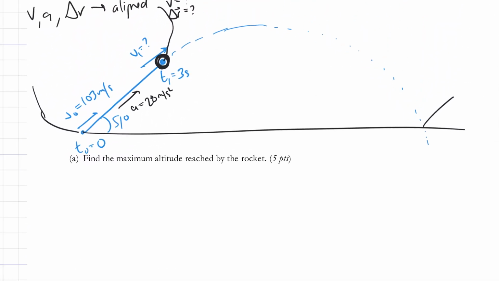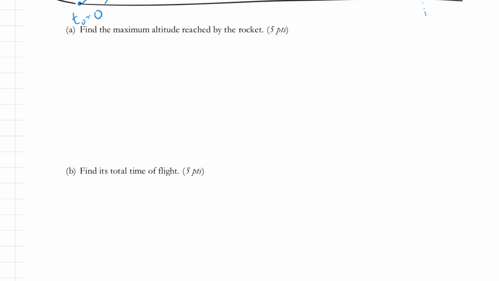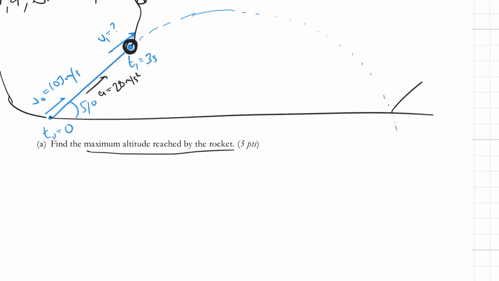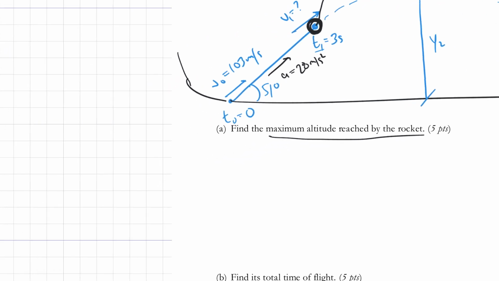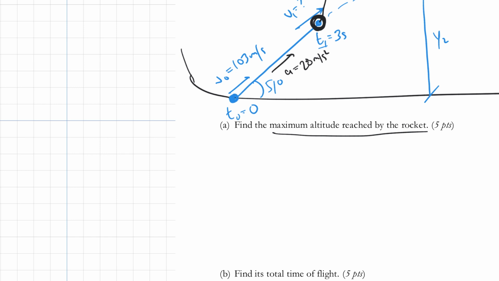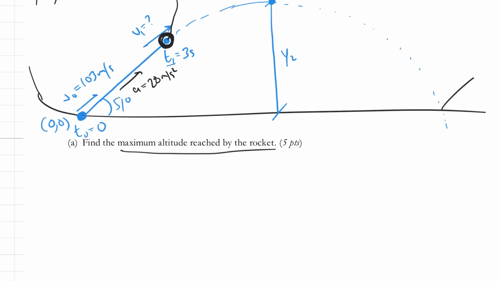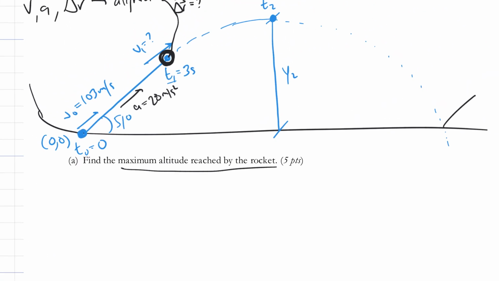Well, hold on. Let's go ahead and label what it is we're looking for. Let's see here. The maximum altitude reached by the rocket. So it means we're going to want to know some things right here. I've already got T1, so this will be T2 right here. And we want to know this altitude right here. So I'm going to call that Y2. Noting that I'm going to go ahead and make this point my origin right here. So that's going to be 0, 0. Okay, this is already getting busy, right?